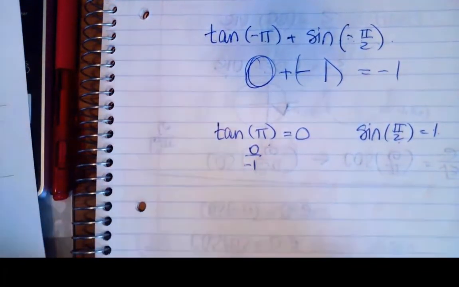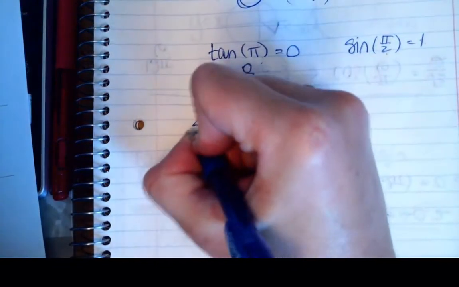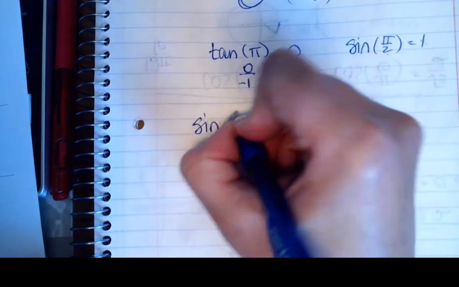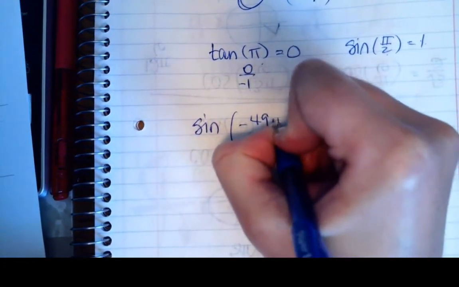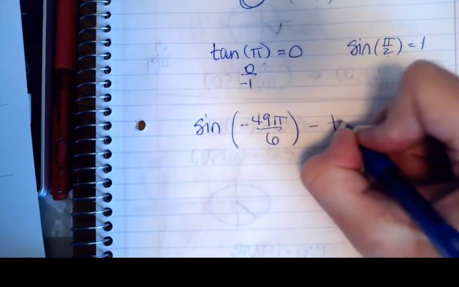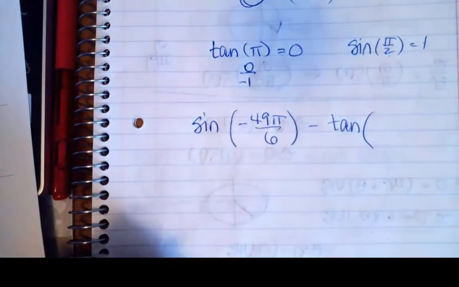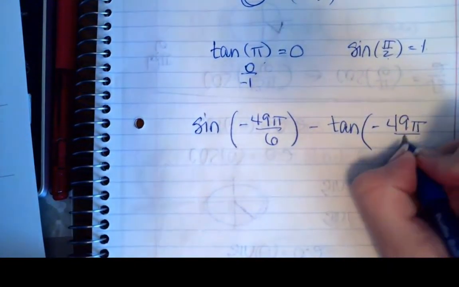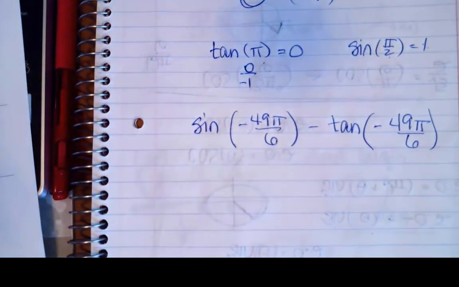And we'll go to the sine, maybe two more, maybe a few more. The sine of -49pi/6. And then I've got minus the tangent of -49pi/6. So it's the same thing. I'm sorry, it's not the same thing. It's the same angle measure. All right, so first of all, I want to figure out where I'm at.